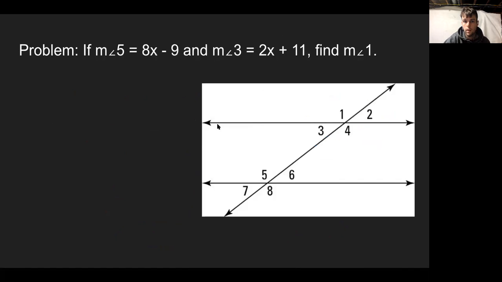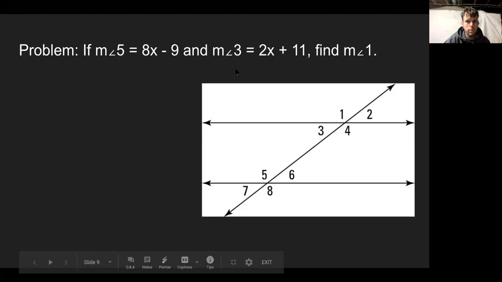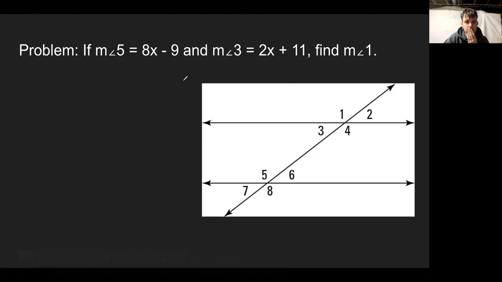All right, this one looks a little more complicated. It's not labeled for us, so we'll have to do some labeling. All right, we got measure of angle 5, which is right here, 8x minus 9, and the measure of angle 3, which is 2x plus 11. And I'm supposed to find the measure of angle 1. Okay, so I do need to find a specific angle measurement at the end.